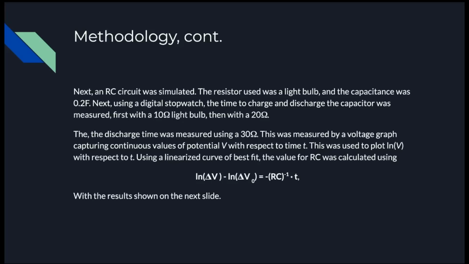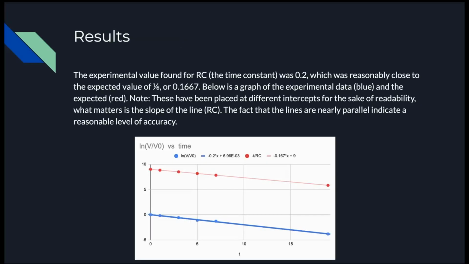We then plotted those values in Excel, or rather I should say we plotted the natural log of those values with respect to time in Excel, and then we used a linearized curve of best fit, and we were able to determine a value for RC, which was the goal of this lab, using the following formula. Natural log of the potential difference over the initial potential difference is equal to negative t over RC. The results are shown here.